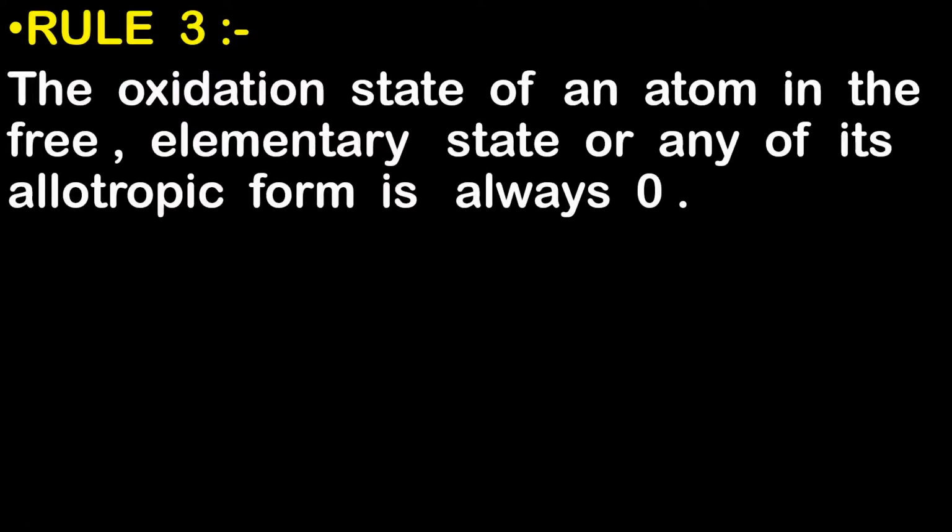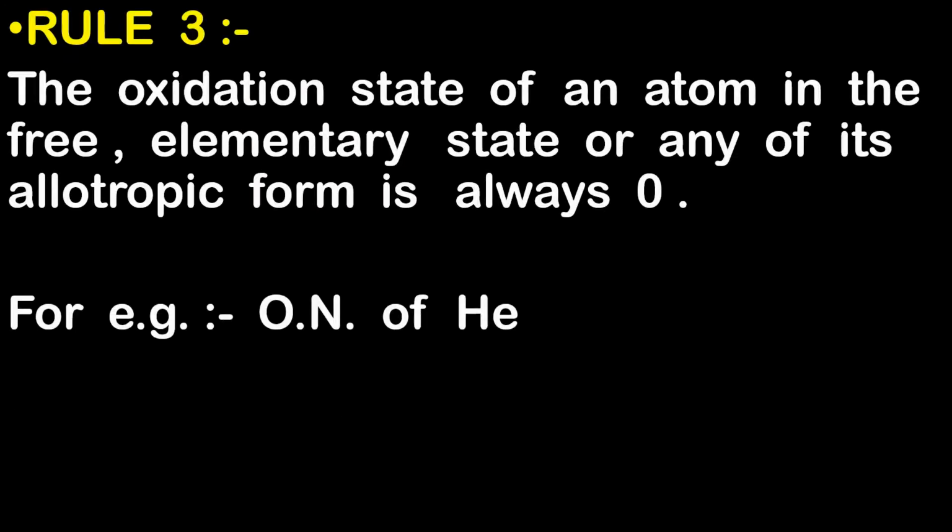Now moving on with rule 3. The oxidation state of an atom in the free elementary state or any of its allotropic forms is always 0. Now, what is the meaning of this? Again we will understand with the help of an example.